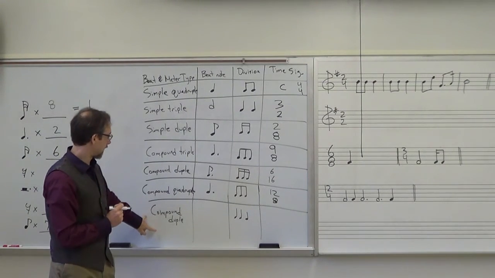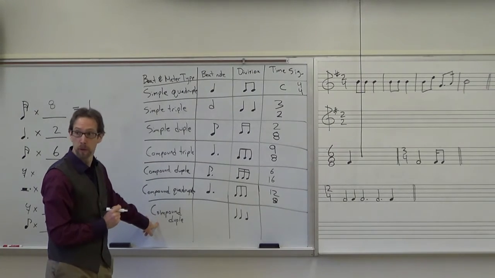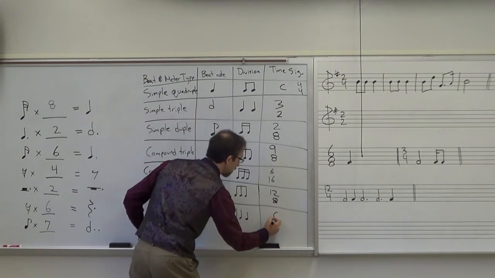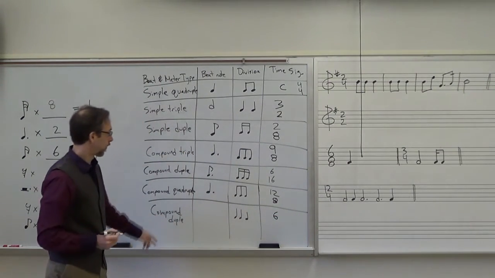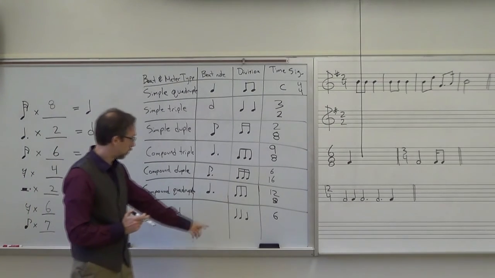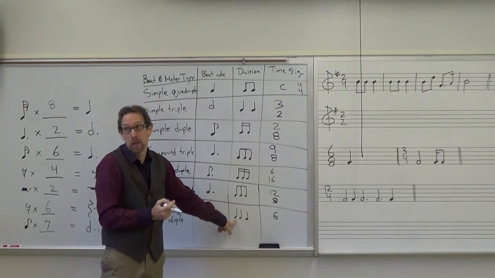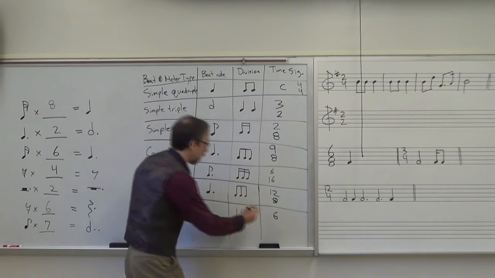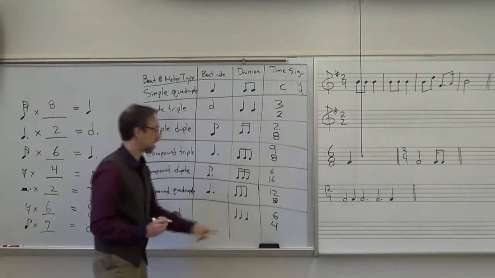And then our last example, compound duple. That means the top number is a 6. How do we know what the bottom number is? Well, here's our division of the beat. That's what it'll tell you. These are quarter notes. Therefore, a 4 goes on the bottom.